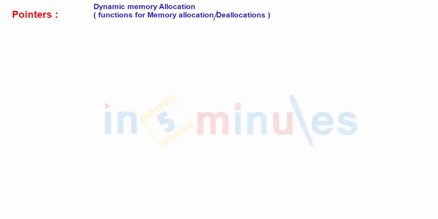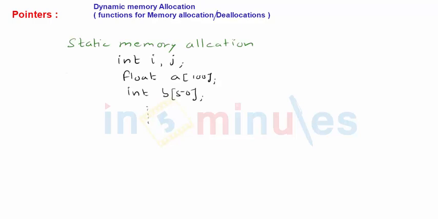Till now, in whatever programs you have done, we defined arrays, structures and simple variables, but that kind of variable creation is called static memory allocation. For example, defining some integer i, j, or defining some float array or int array, is called static memory allocation. Now let's see what the limitations of static memory allocation are, with an example.